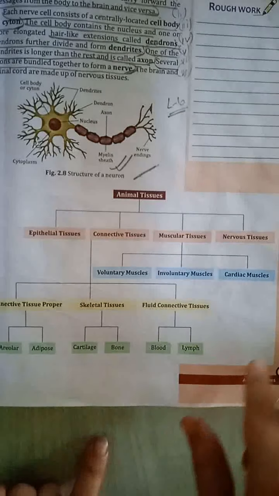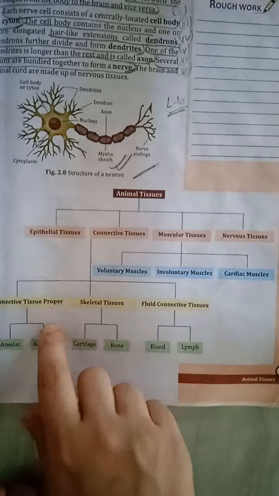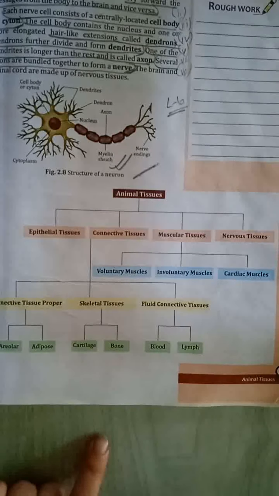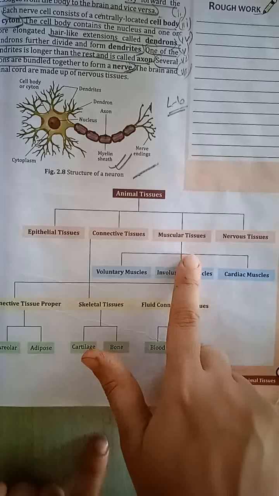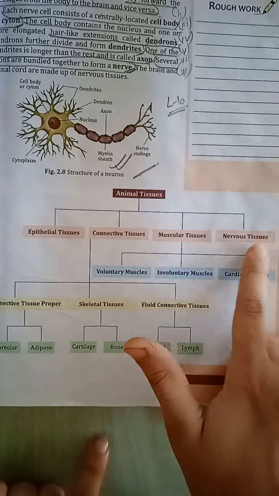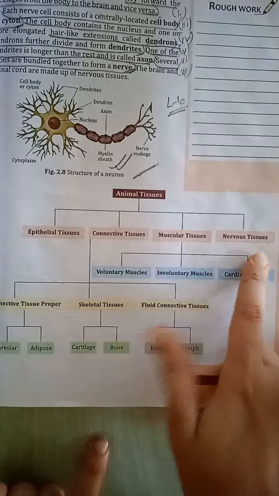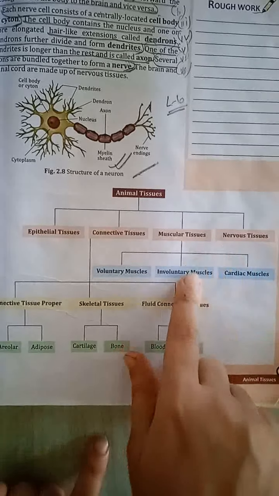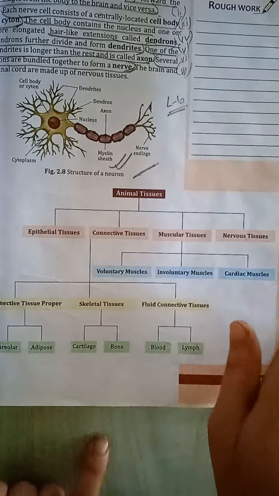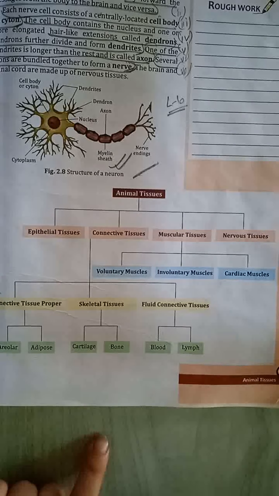So this was all the classification about epithelial and connective tissue, which we have completed in our previous video. In this video, we are going to discuss the muscular tissues, its types and the nervous tissue.